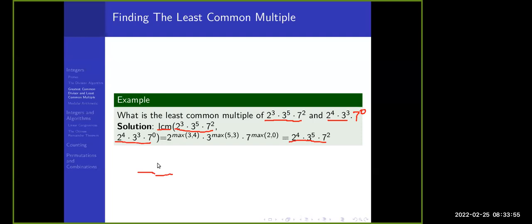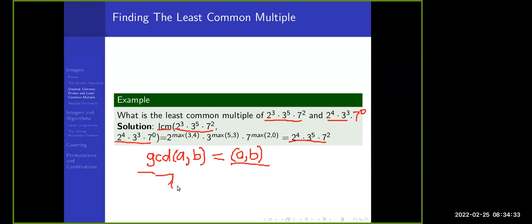So there are some books which will do the following. If you have the GCD of A and B, some books will use the following notation. They write the GCD of A and B just with round brackets like that. That's how some books do it. So if you find a book that is representing the GCD in this form, that should not confuse you.